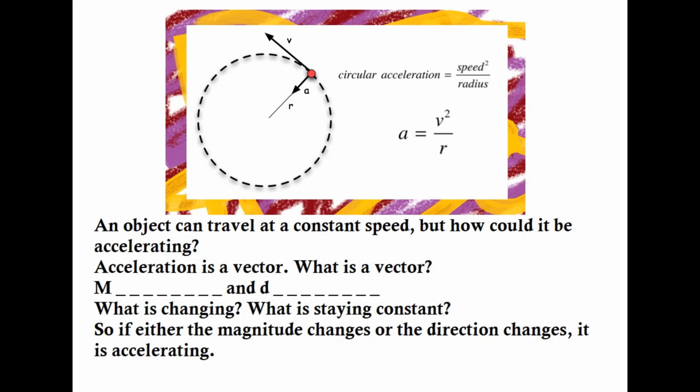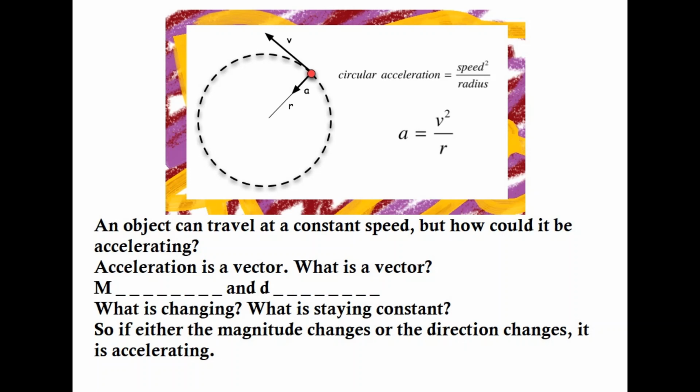An object can travel at a constant speed, but how could it be accelerating? So here you've got a diagram of an object that is traveling in circular motion. So although the speed can be the same at all points along the circle, why do you think it would be accelerating? Now, acceleration is a vector.